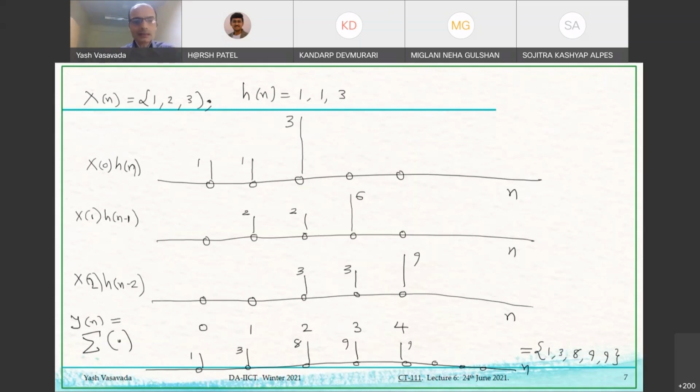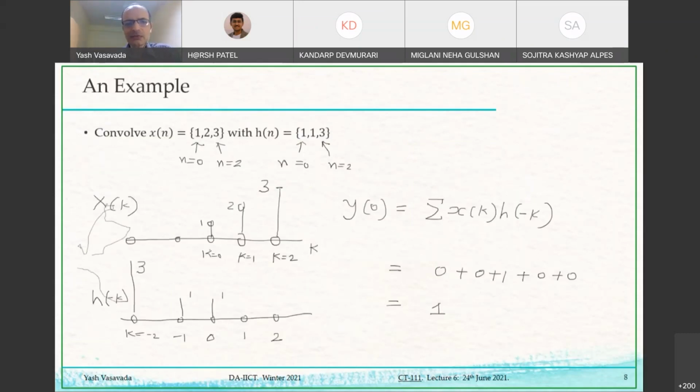So you can see here the linear superposition viewpoint of convolution. We are shifting the impulse response. We are either amplifying it or attenuating it, essentially scaling the impulse response, and then just adding them up. This is slightly different from what we did here.